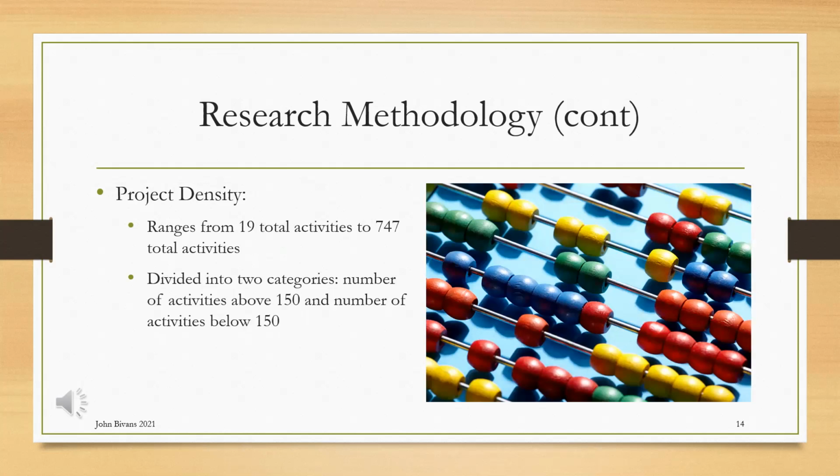With respect to project density, the range varied from 19 total activities at a minimum to 747 total activities at a maximum. Although this range seems very large, there exist project schedules in excess of 20,000 activities. These types of schedules were not included in this analysis due to their complexity, as well as their inclination to have multiple various delays affecting the finish date of the project. Within this range, projects were divided into 2 categories: the number of activities ranging above 150 and number of activities ranging below 150.